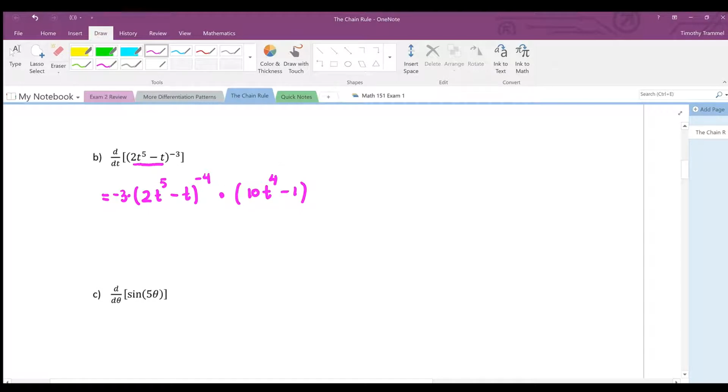We can simplify this a little bit, right? If you have something to a negative power, we can put it in the denominator, but then to the positive power. So if we were to combine all this together, we'd still have the minus 3 and the 10t to the 4th minus 1 in the numerator. And in the denominator, we'd have this 2t to the 5th minus t to the 4th.